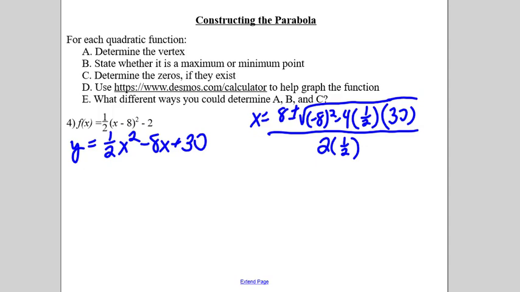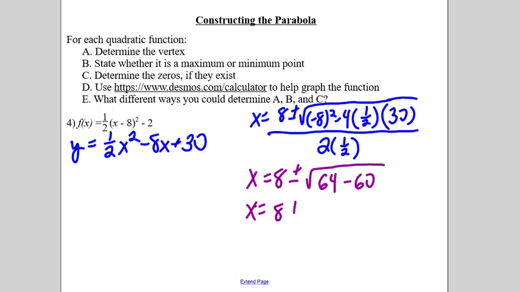Well, let's simplify some of the things we have here. 2 times 1/2 is 1, which means my fraction becomes a denominator of 1, so I'm looking at a whole number. So this is 8 plus or minus the square root of, well, negative 8 times negative 8 is positive 64. Half of 4 is 2, so this is minus 60. So x equals 8 plus or minus the square root of 4. Square root of 4 is 2. That means my two solutions, x plus 2 will be 10, x minus 2 will be 6.